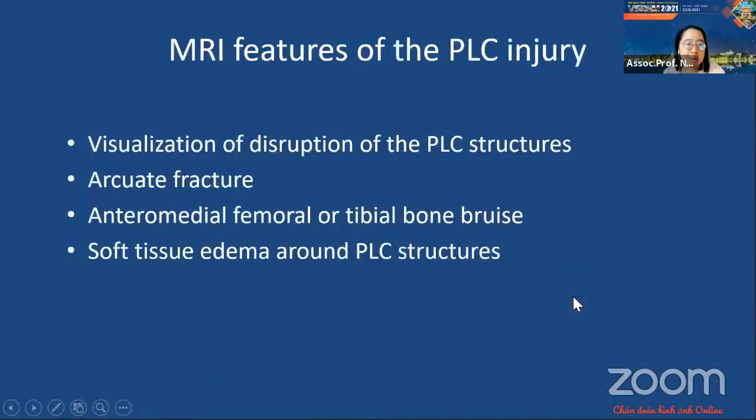When we have injury of this structure, we may look for direct disruption of this structure, or look at some type of fracture that suggests that it is the insertion site of these structures. Also, try to identify bone contusion, which is the hallmark of injury that leads to the injury of these structures, and also soft tissue edema around the posterolateral corner structures.